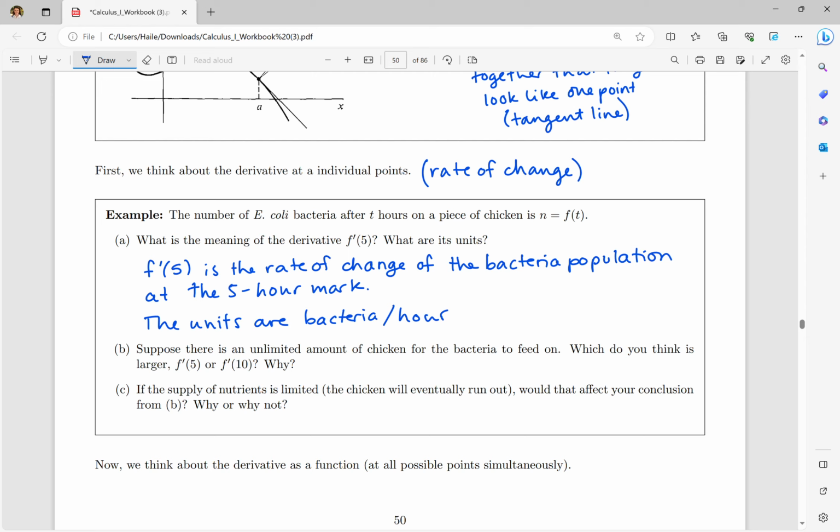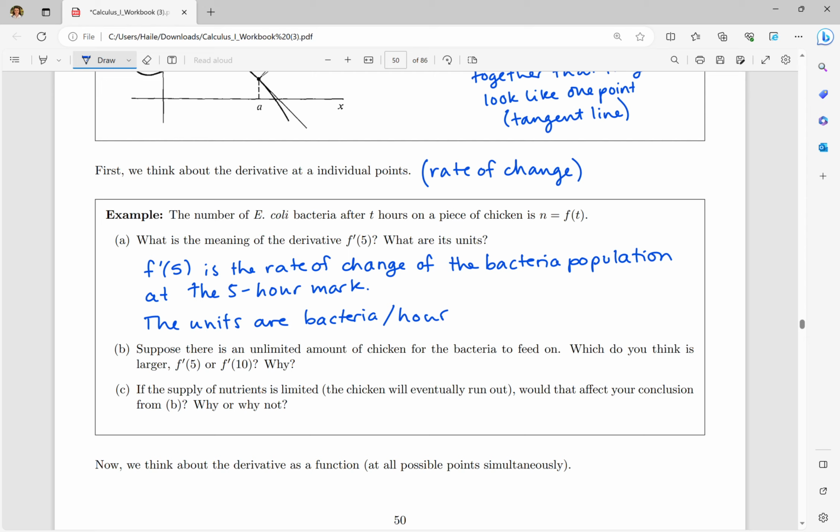Okay, suppose there is an unlimited amount of chicken for the bacteria to feed on. Which do you think is larger, F prime of 5 or F prime of 10, and why? So the answer for this could go both ways. So maybe you're in the camp that, well, if there's unlimited chicken, then the bacteria would just keep eating the chicken, and so they would grow exponentially and get infinitely large of a population. So that's if you think F prime of 10 is bigger.